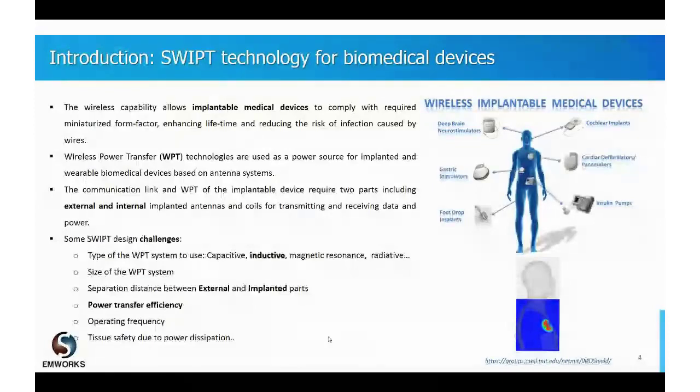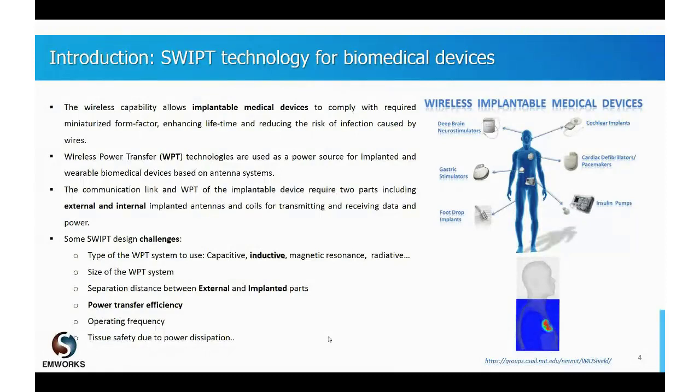However, when you talk about SWIPT in general, there are questions that you need to consider for your applications, depending on what you're doing. In the biomedical context, for the power transfer itself, you're typically in close proximity, so you can go with capacitive or inductive coupling to transfer power. You can also consider radiative power transfer. But for today's webinar, we'll focus on inductive power transfer.